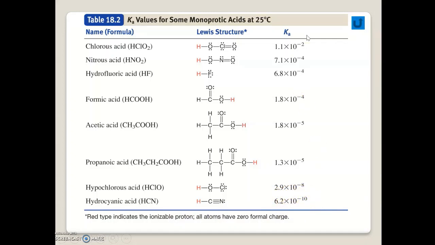Remember, Ka is actually derived from the Kc expression, but since this reaction specifically is the acid dissociation process, we don't call it a Kc. It is a Ka, and it stands for the acid dissociation constant.